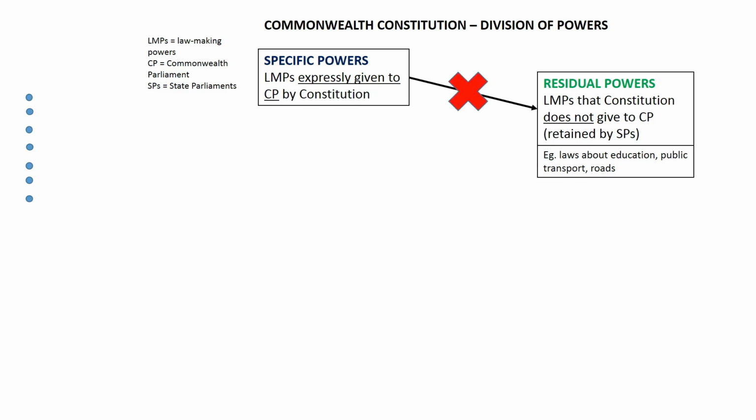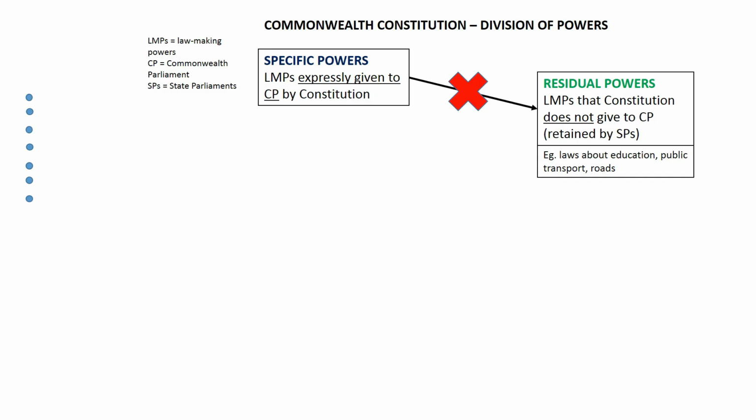Now, the important thing about the residual powers is that the Commonwealth Parliament does not have the power to make laws about any matters that are covered by the residual powers. As I've said, those matters include things like education, public transport, and roads.